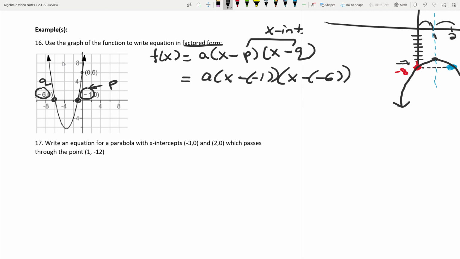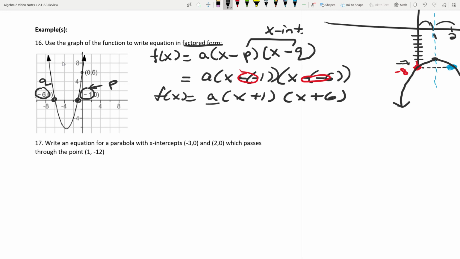You could just as easily make p -6 and q -1. So it doesn't really matter the order that you make p and q. As long as you got both of them, you should be good. Now we got double negatives here, so double negatives turns it into a positive. Okay, so we got f of x equals a(x + 1)(x + 6). Okay, so now we got it in factored form.